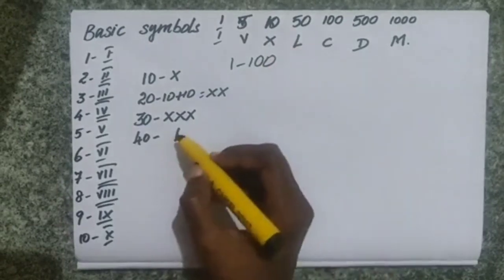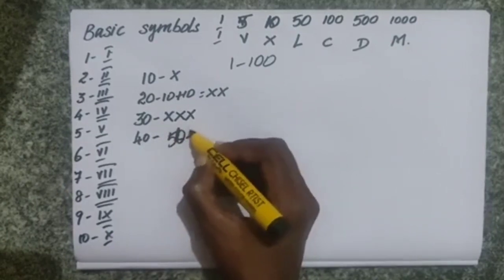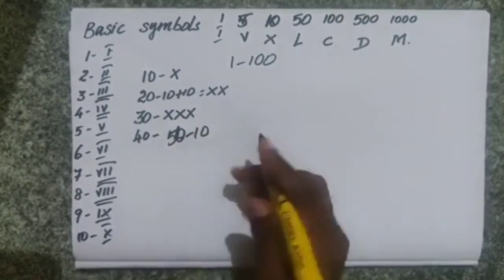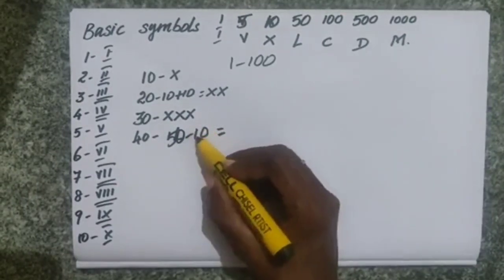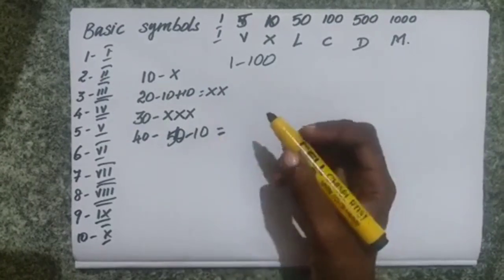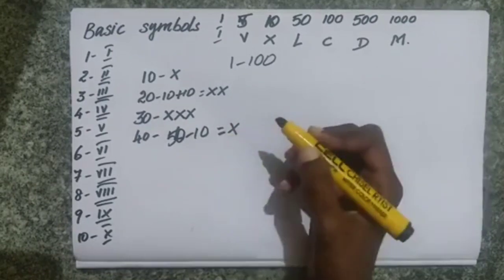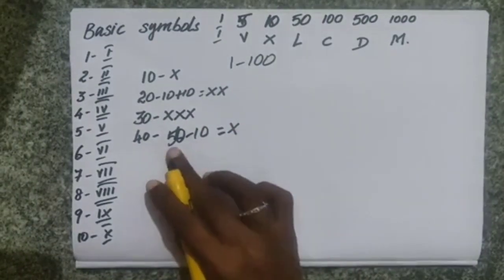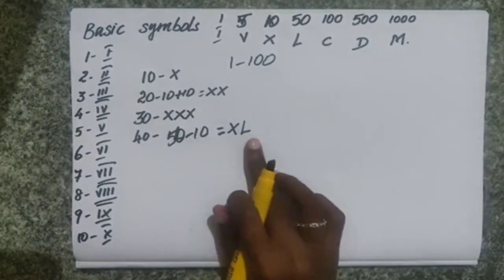So 40 is 50 minus 10. Then only you will get 40. So when you minus, this 10 is the smaller one and 50 is the bigger one. So the smaller numeral must be on the left side. So for 10, the Roman numeral is X, and for 50 the Roman numeral is L. So for 40 we write it XL.